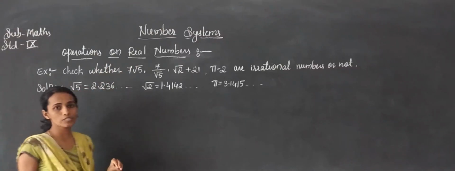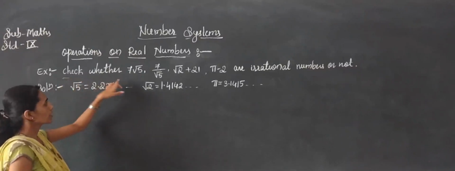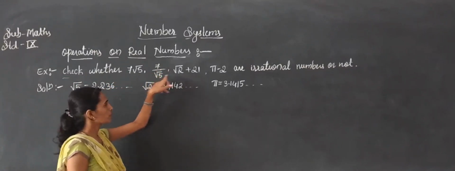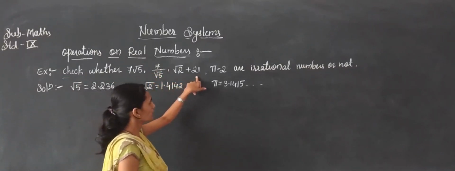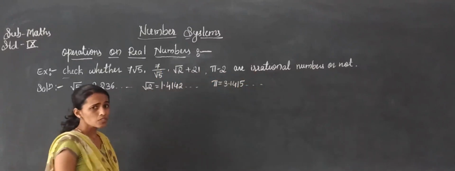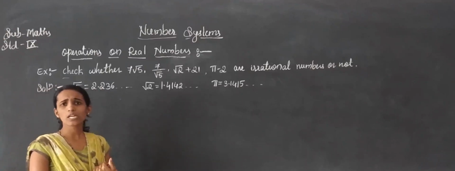Before going to any examples, I have taken one general example. Check whether 7 root 5, 7 divided by root 5, root 2 plus 21, and pi minus 2 are irrational numbers or not. Here some examples are taken, and we have to check whether these are irrational numbers or not.